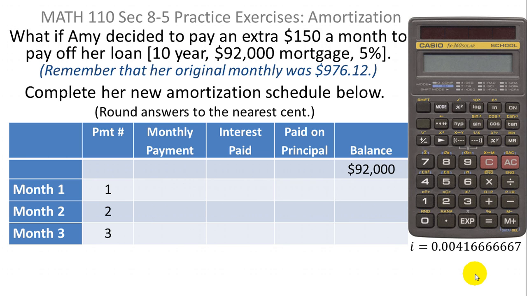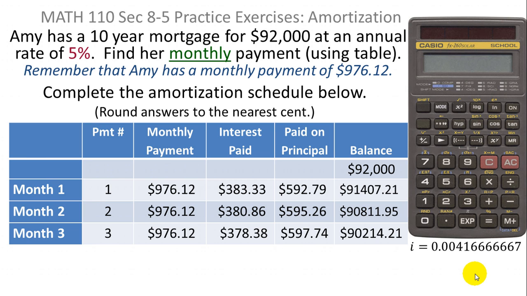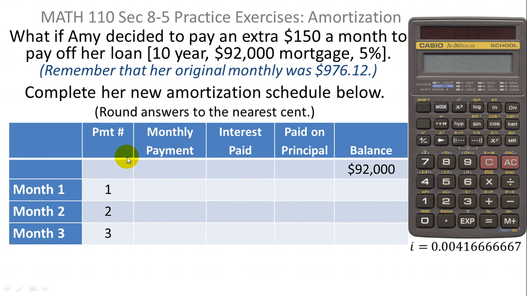So I want to pick up from there because the problem I really want to work takes off from that point. And what it says is, what if Amy decided to pay an extra $150 a month to pay off her loan? It was a 10-year, $92,000 mortgage at 5%, remember. And we also calculated in that earlier problem a monthly payment of $976.12. If you look back at that previous problem, the monthly payment that we had calculated was $976.12. So anyway, back to the problem we want to actually work.